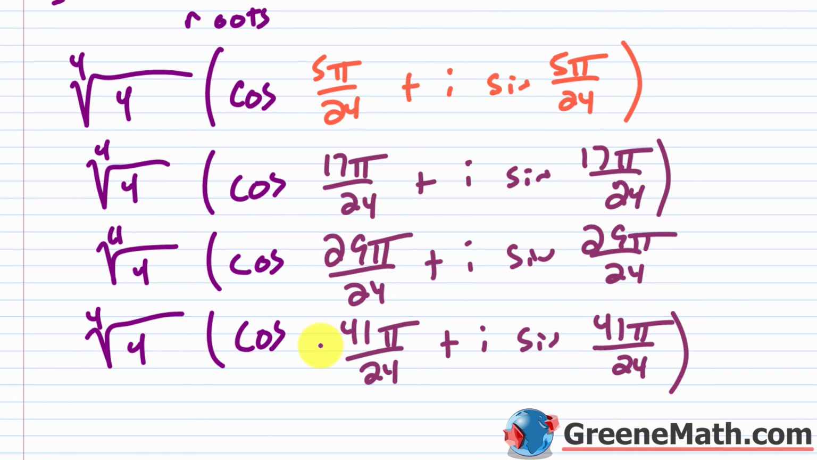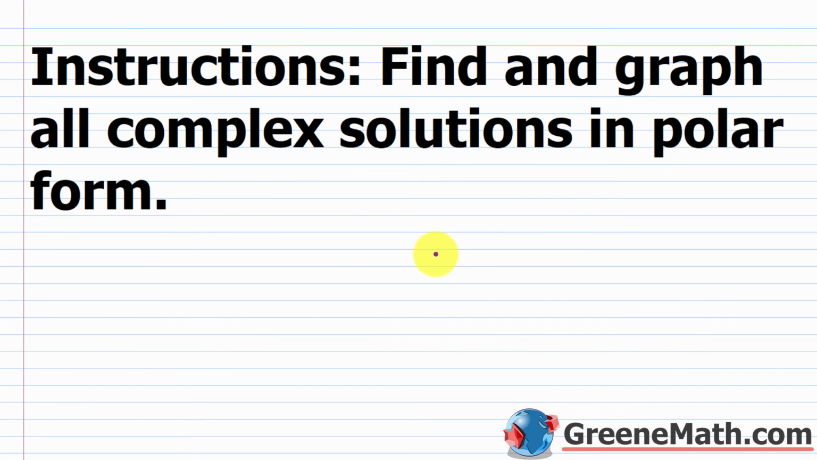Okay, so this would be the 4th roots. Again, if you want to work with degrees, it would be a lot easier. I forgot to close down the parentheses there, so just cleaning that up for notation purposes. But this, again, would be the 4th roots for that complex number. All right, for the next few problems, the instructions are going to change. We're asked to find and graph all complex solutions in polar form.